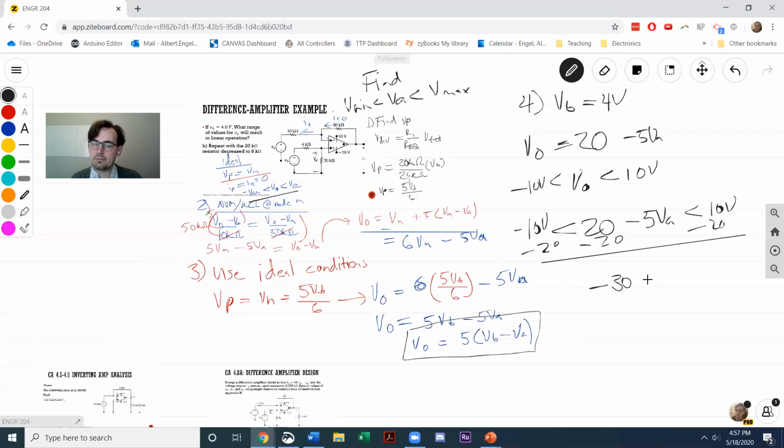negative 30 is less than negative 5 VA, which is less than negative 10, and then rearranging this, dividing everything by negative 5. Remember this, when we divide by a negative number, it's going to invert all of our signs. So this kind of flips. This becomes our minimum, and this is going to move to our maximum.